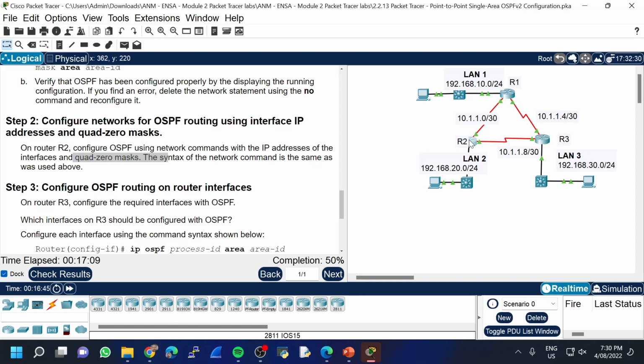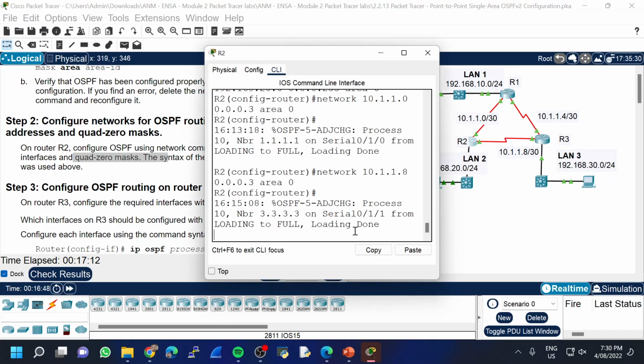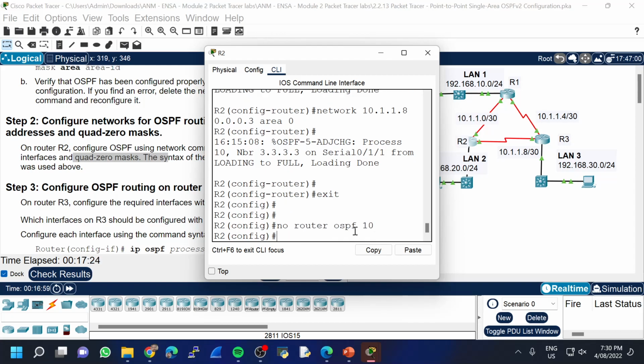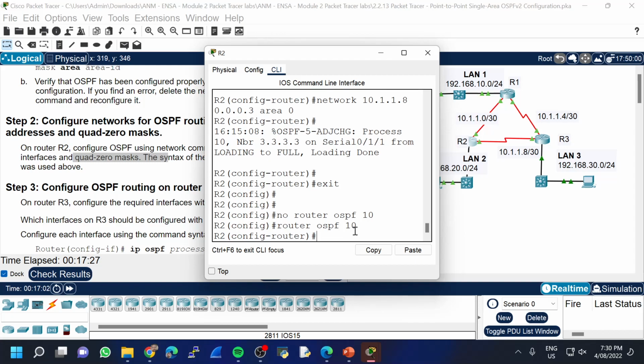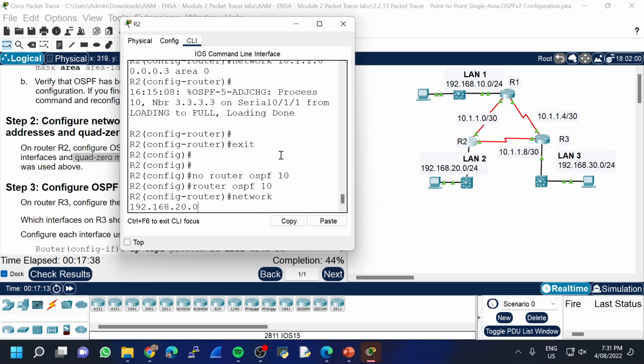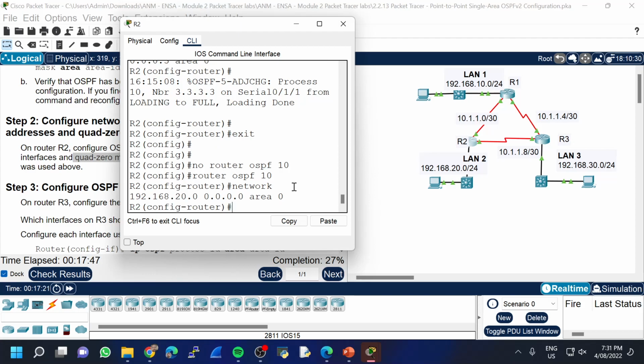So for router 2, we're not doing what we just did. What I'm going to do is remove that. I'm going to do no router ospf 10, get rid of that. Then I'm going to do router ospf 10 again. Wait, are you in the right one? Oh, yes, you are. Network. This is router 2, so 192.168.20.0. Oh, the quad zeros, that's what we're talking about. Yeah, it's supposed to be router 2.